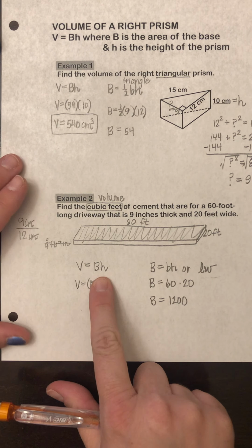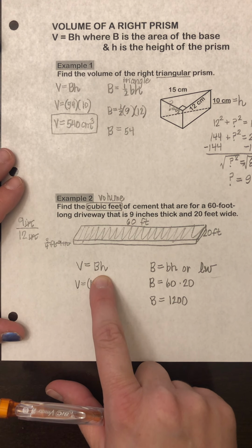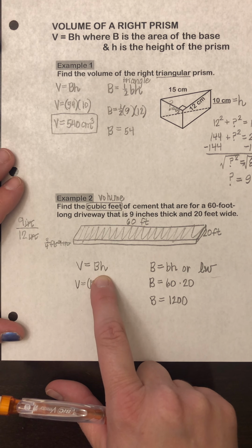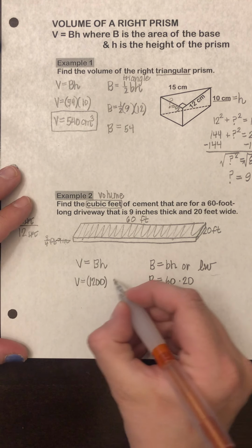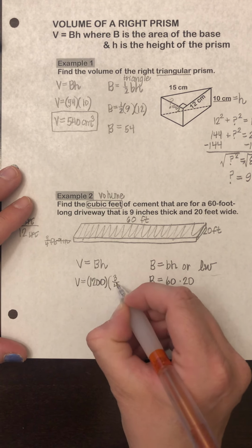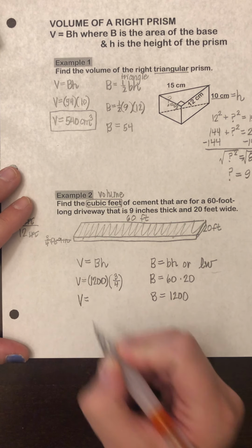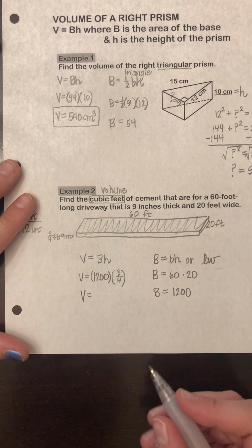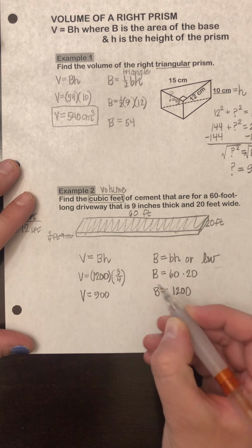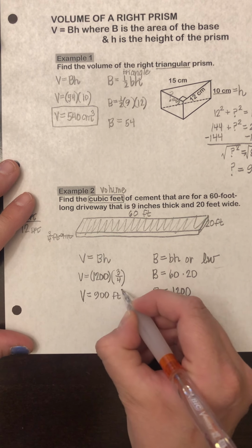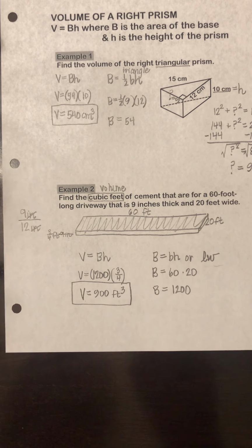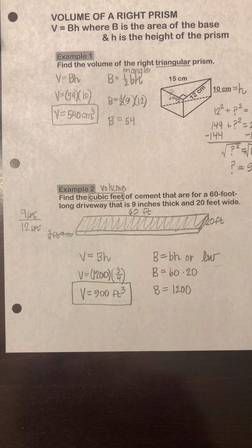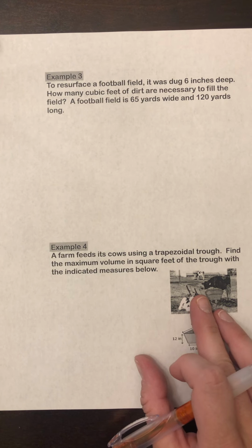Now, little h, remember that means the height of the prism. How far apart is the top base from the bottom base? And that's going to be that number right there, 3/4, or you might have 0.75. I like fractions better because I can do this in my head. What is 3/4 of 1,200? That's easy. 900 feet cubed, because we needed it in cubic feet. So there's our answer for example number 2. See, volume really is, I think, easier than surface area.